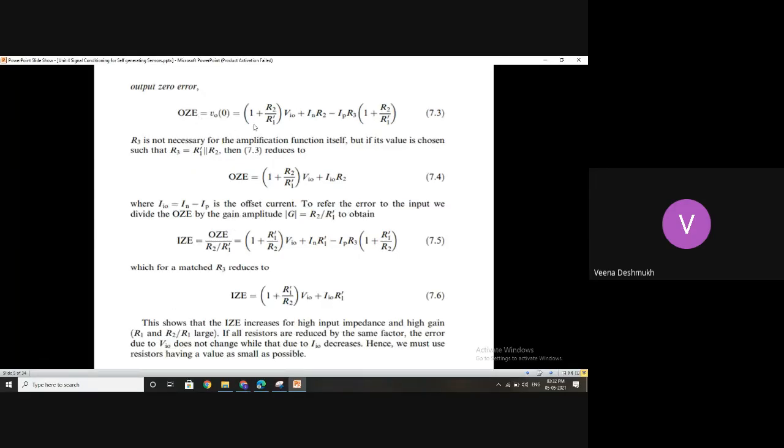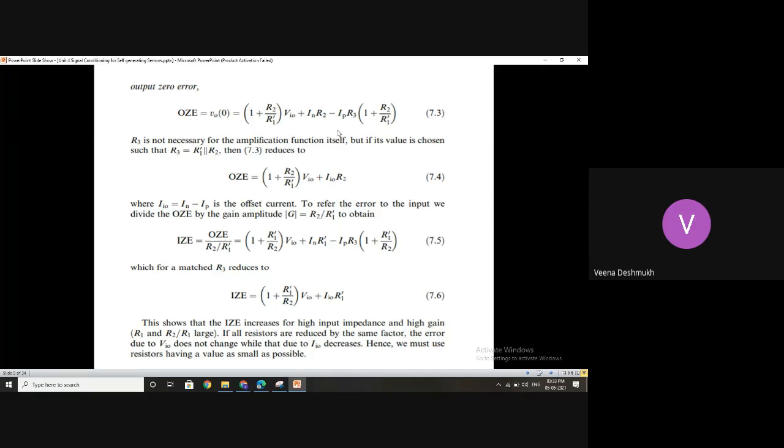So to calculate output zero error, that is nothing but the output when both the inputs are zero, or when there is no input given to the op-amp. This is the output. And in all practical cases, this IN is equal to IP, which is equal to the bias current IIO.